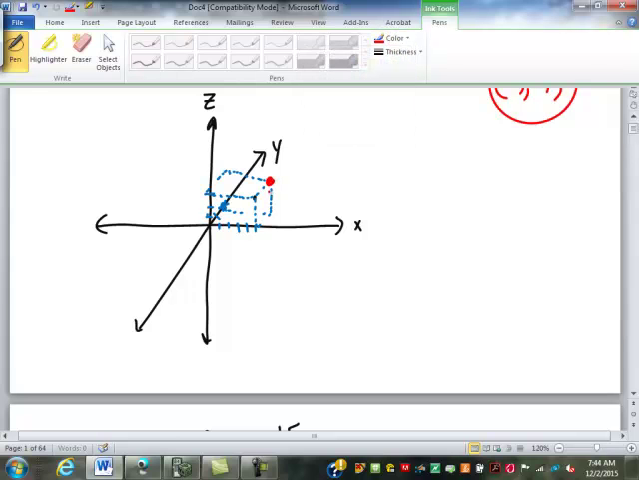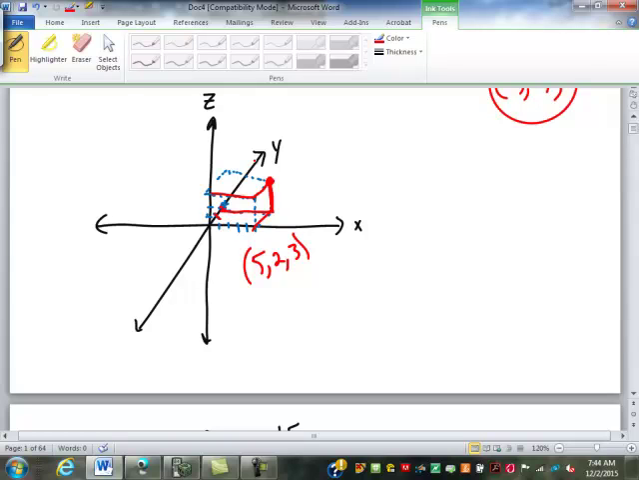So if this is your point, tracing it down and over is giving us y is 2. Tracing it down and over here is giving us x is 5. And over, z is 3. So that's how you'd plot the point 5, 2, 3. But you have to have that kind of shadow box there so you can find it.